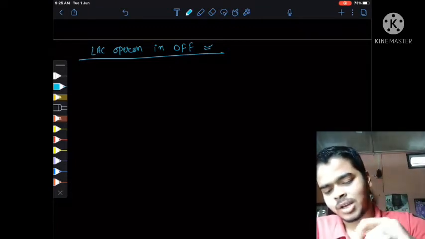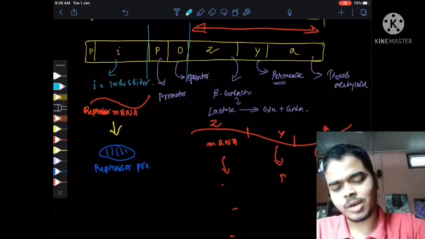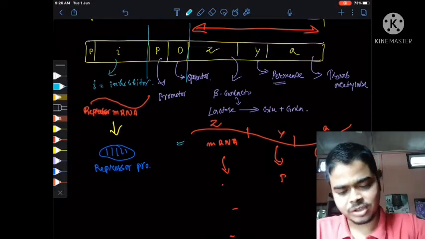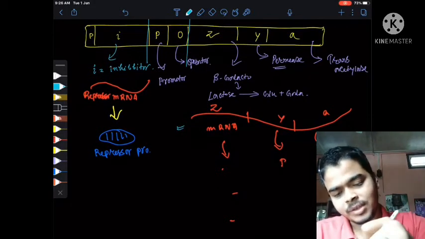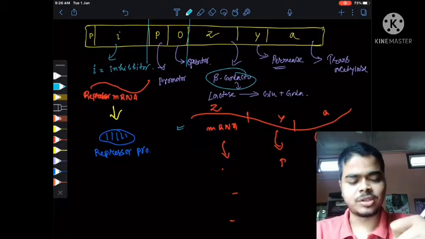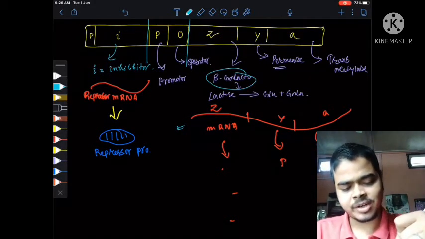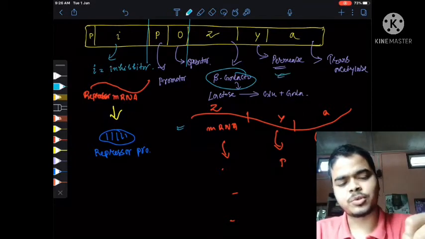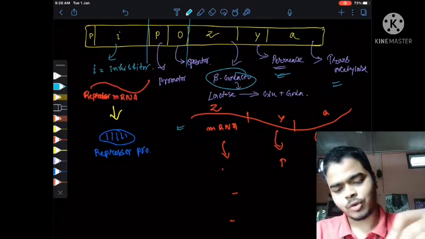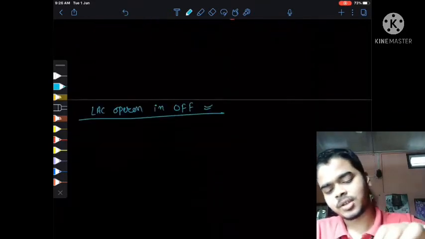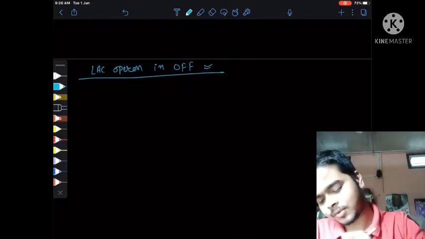So the lac operon becomes off, and when the lac operon is off, this mRNA is not transcribed. The mRNA not being transcribed means the beta galactosidase enzyme, which is translated from this mRNA, is not produced, the permease is not produced, and the transacetylase is not produced. So we say that the whole operon system is in the off state.